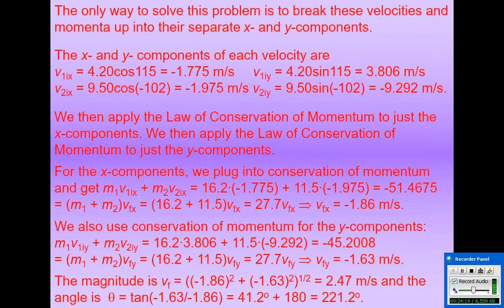For the magnitude and the direction, we take the x and the y components, we square them, we add them together, we take the square root, and I find that the magnitude of the velocity, the speed, if you will, is 2.47 meters per second. The direction, we do the inverse tangent of y component divided by x component. Since the x component is negative, we have to add 180 degrees to our calculator. This winds up being 221.2 degrees.